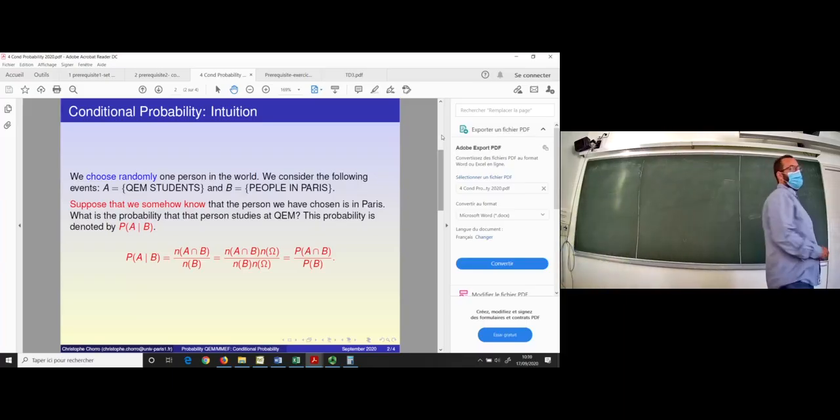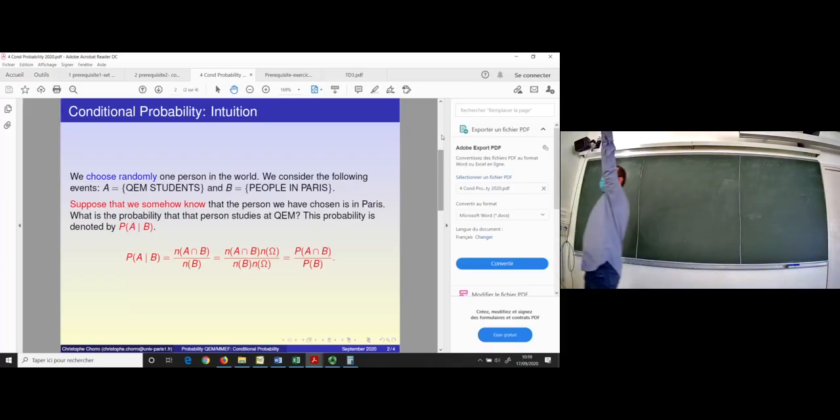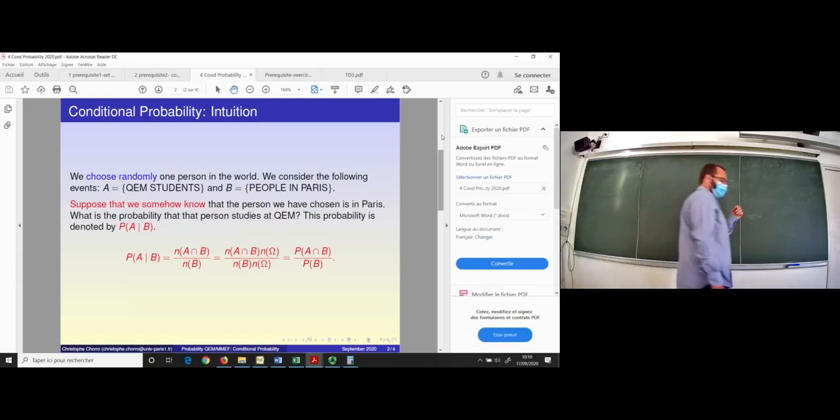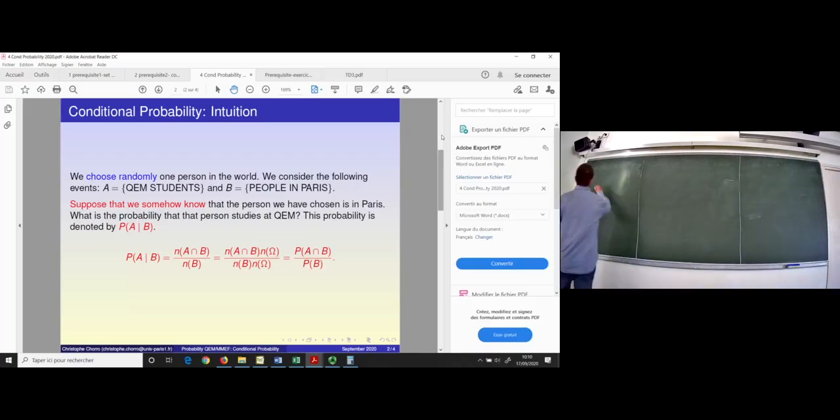So suppose that you choose randomly a person in the world. Okay? Each one has the same probability to be chosen, like in the case of paradise, let's say, but in the case of humanity. You choose one. And I define two sets: the set of the QM students and the set of people in Paris. Why not?